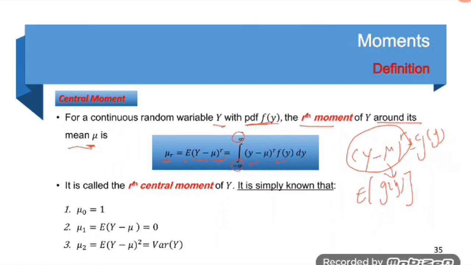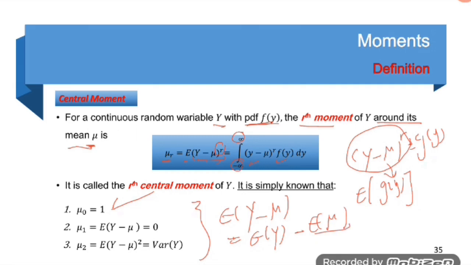Here we have some different values for r that we already know. If we substitute r equal to 0, this gives us the expected value of y minus mu all to the power 0, which is the expected value of 1, so this will be 1. If we have r equal 1, we have the expected value of y minus mu, which is the expected value of y minus the expected value of mu, and the expected value of mu equals mu because this is a constant, so this will be mu minus mu, which is 0. And if we substitute r equal 2, this gives us the formula of the variance: the expected value of y minus mu all to the power 2, this is the variance that we already know.